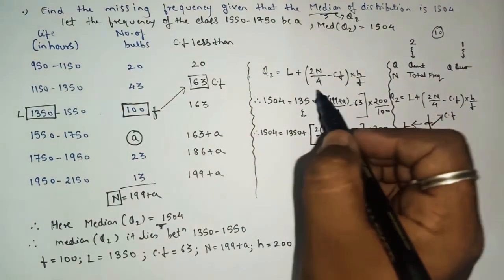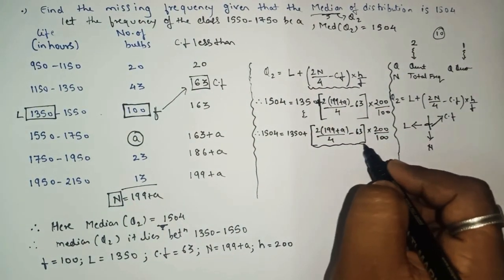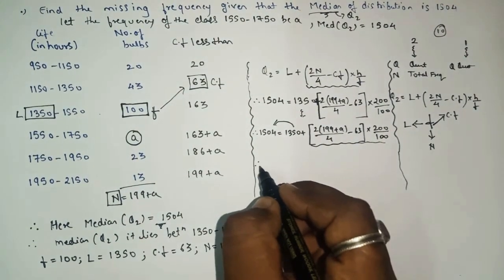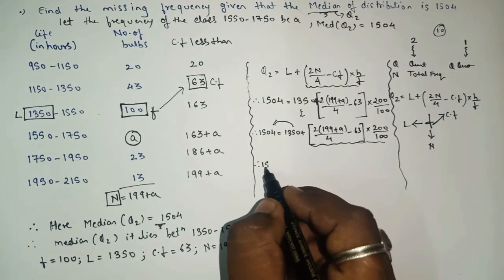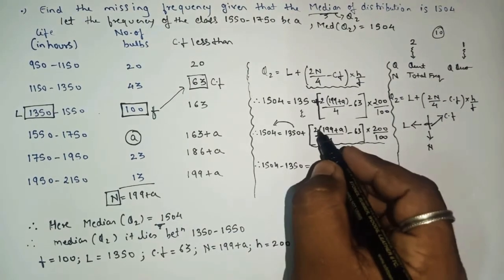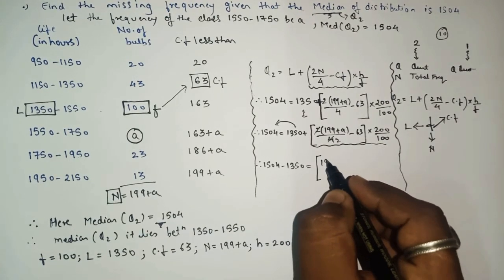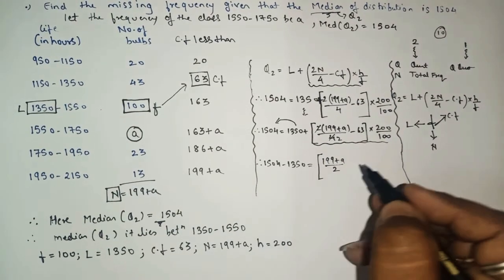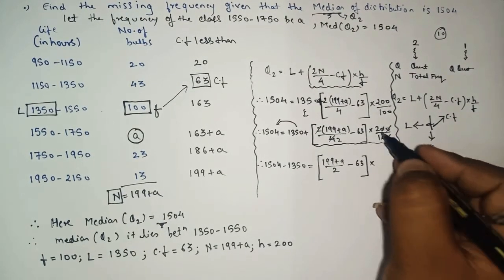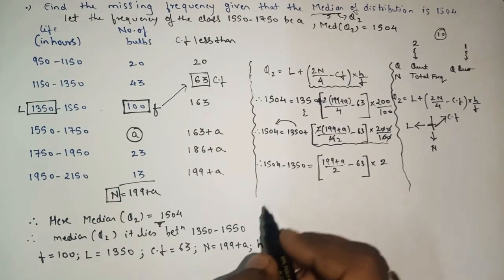Okay, as we know that this part is with h upon f. Yes or no? This part is with h upon f. So we can shift this number to the left hand side. Yes or no? As this is positive, it will come to the left hand side and become minus. Here we can cancel this number, 2 ones are 2, 2 twos are 4, so here we are left with, inside the bracket, 199 plus A upon 2 minus 63. Here also we can cancel this number, so we are left with 2 upon 1. 2 upon 1 means 2. Yes or no?